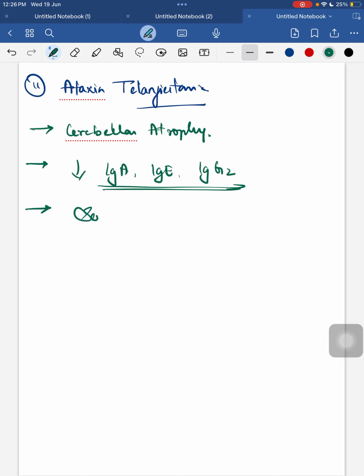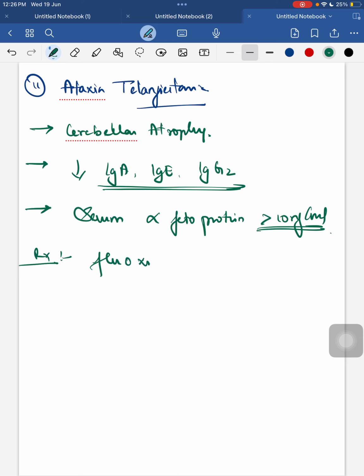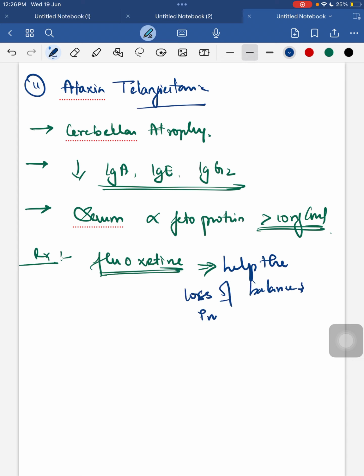And fourth one is your Refsum disease. In Refsum disease, there is a defect in alpha oxidation of your phytanic acid. Here the child will have night blindness, cataract, pigmentary retinopathy. Child will present with night blindness, cataract, neuropathy, peripheral neuropathy, and cardiac arrhythmia.